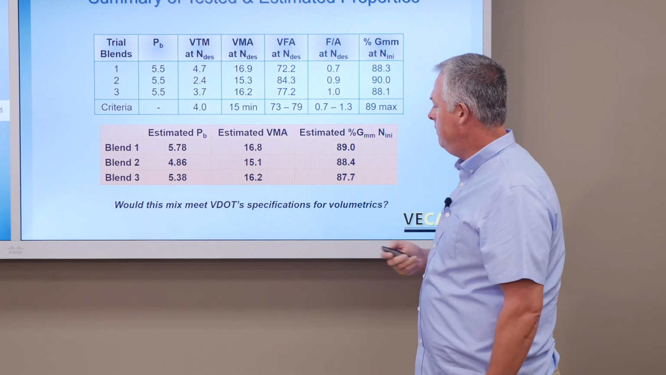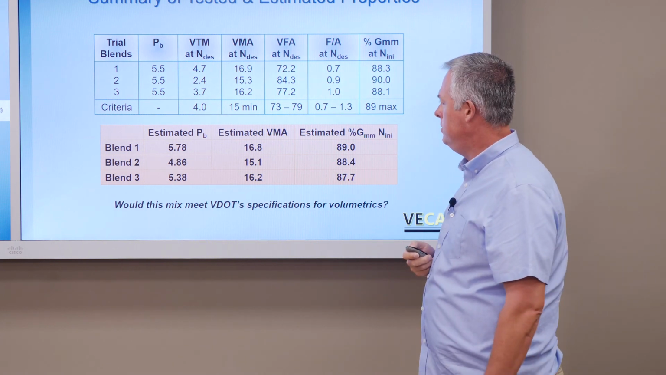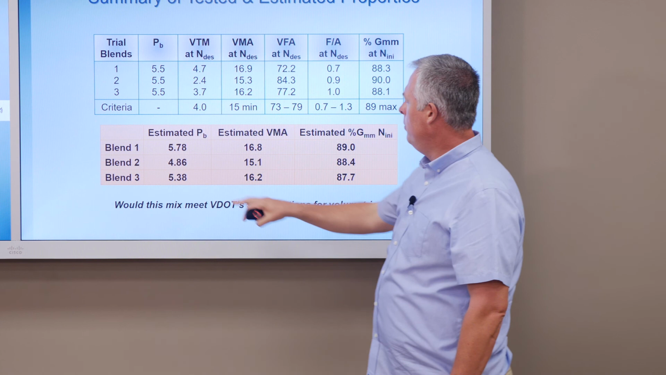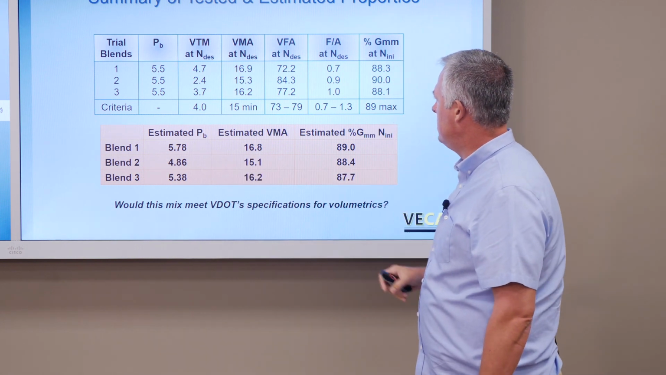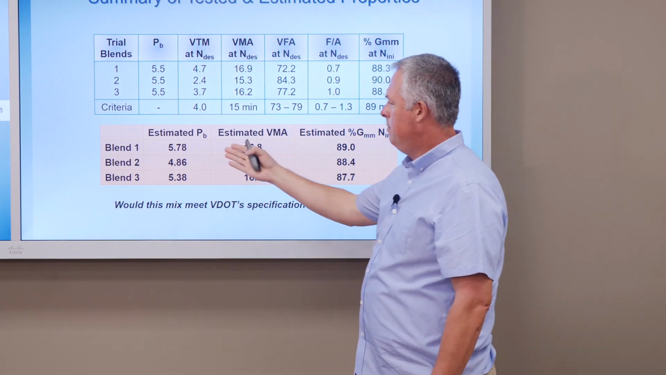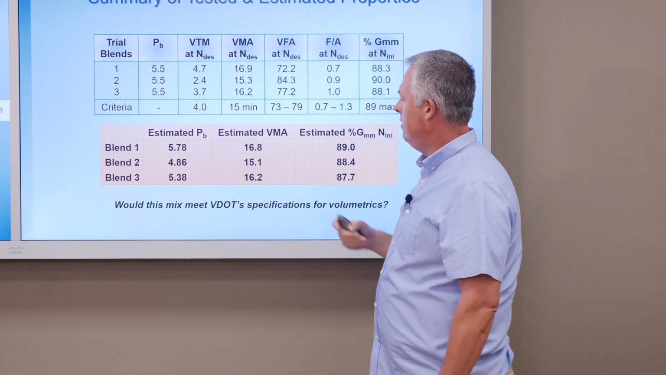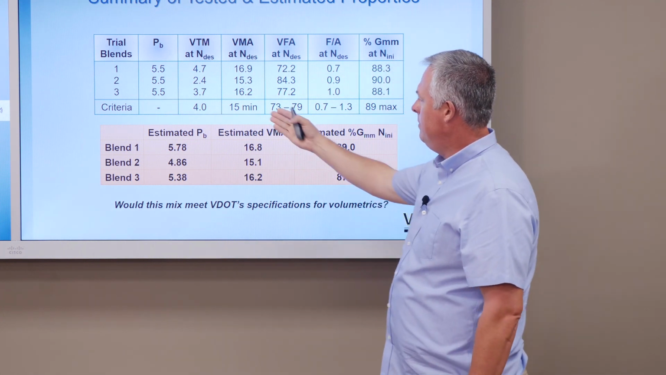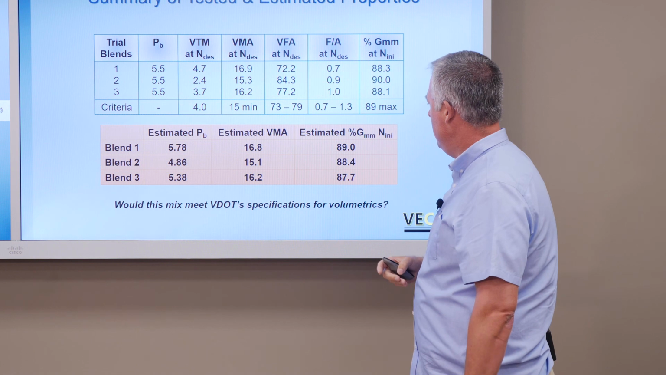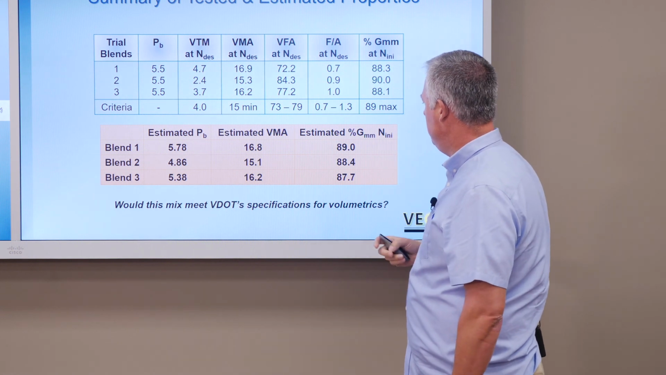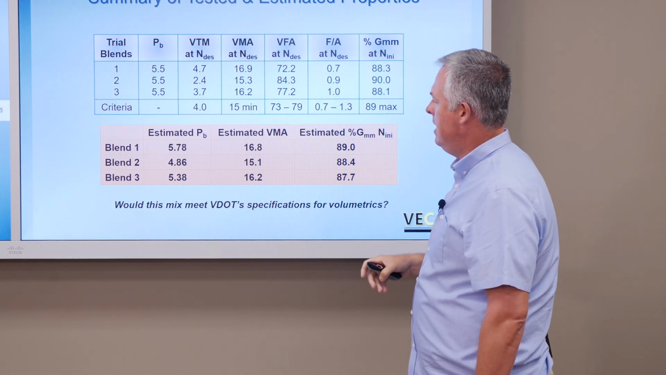So would this meet VDOT specifications for volumetrics? Well, blend 1 absolutely does. It looks like we've got plenty of liquid in it. We've got estimated VMA of 16.8, which is well above the minimum. And we've got the percent GMM, but I'm not super concerned about that.